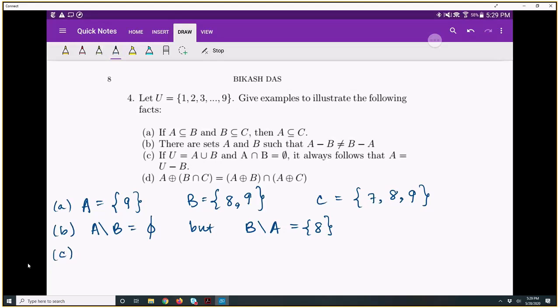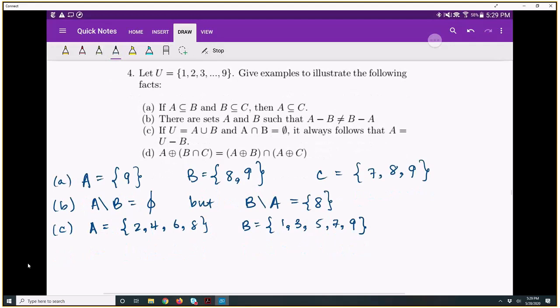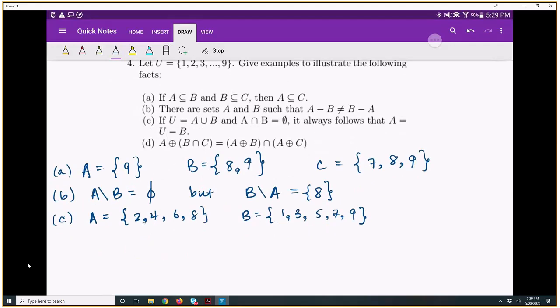For part C, if U is the union of A and B, and Phi is the intersection of A and B, it always follows that A is U minus B. So let's take the set A to be maybe the even numbers between 1 and 9, and let's take B to be the odd numbers between 1 and 9. So we can see clearly that the union of A and B is going to be all of the numbers 1, 2, 3, 4, 5, 6, 7, 8, and 9. The intersection is empty because there are no numbers in common. And if I take the universe and I subtract B, then I will take the set {1, 2, 3, 4, 5, 6, 7, 8, 9}, subtract the odd integers 1, 3, 5, 7, and 9. I'm left with exactly A.